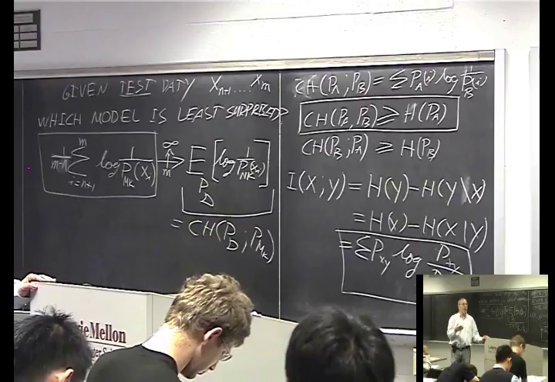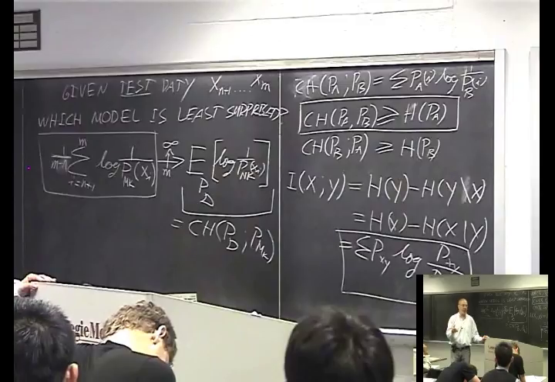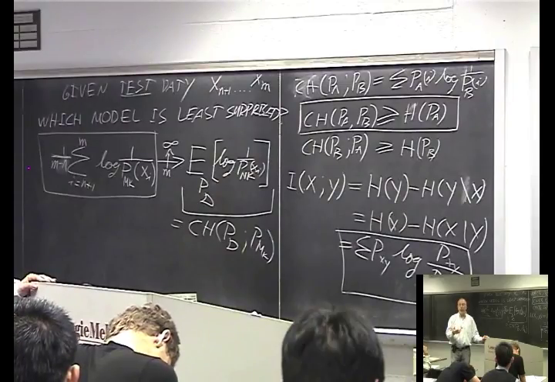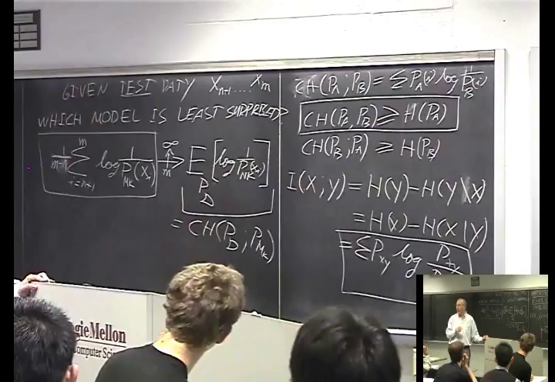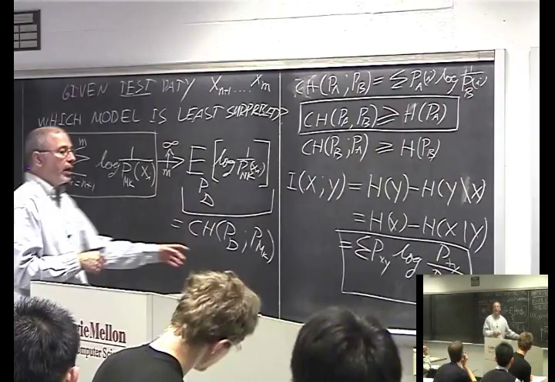Now this is an important point. We know P sub m, P sub m1, P sub m2, P sub mk. We know P sub regular D. We do not know P sub curly D. That's what we're after. Even though we don't know it, we can estimate the cross entropy between it and any one of the models.